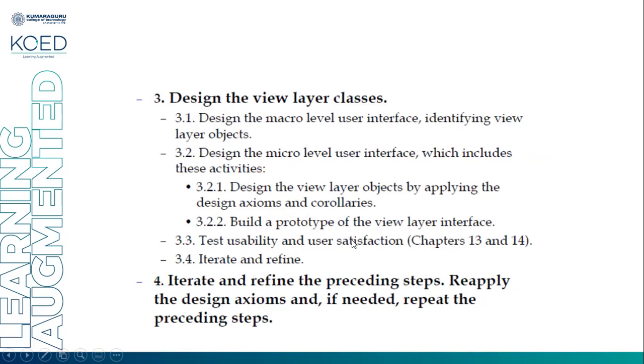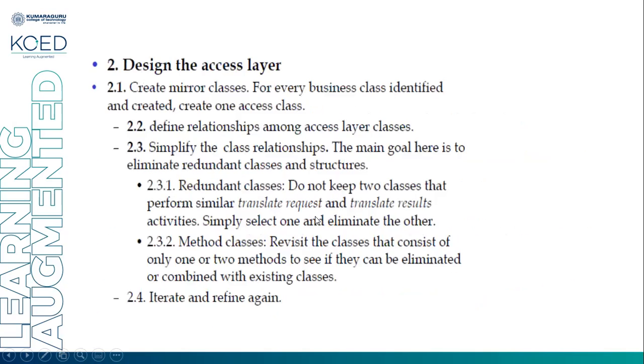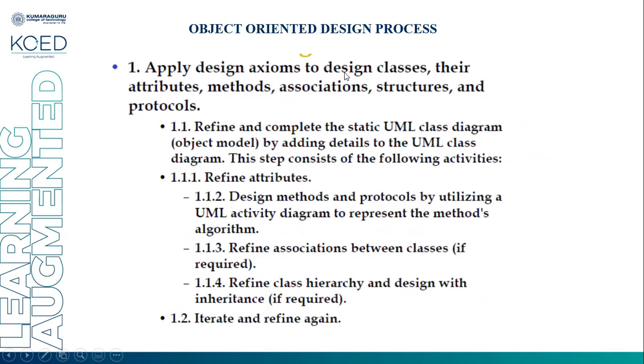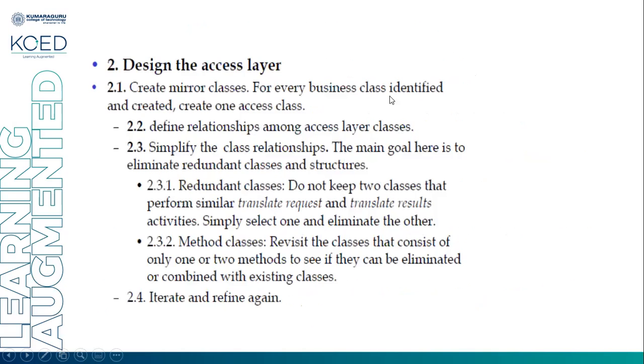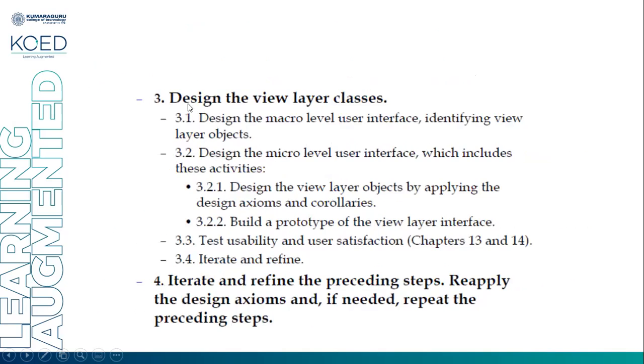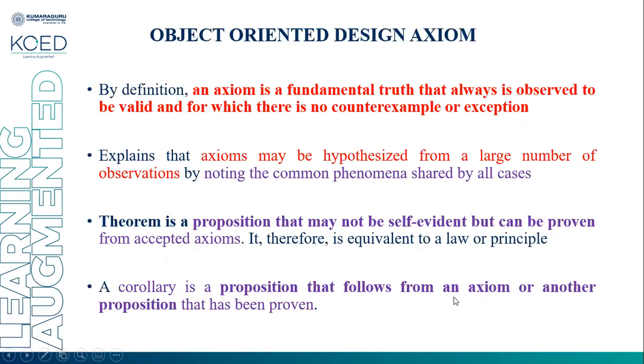By the test, you have to check to what extent the users are satisfied, and iterate and refine. So step 4 is to iterate and refine the preceding steps. What are the preceding steps? The first is to apply the design axioms to design the classes, their attributes, methods, associations, structures, and protocol. Second, design the access layer. Third, design the view layer. We have to iterate and refine the preceding steps, reapply the design axioms, and if needed, repeat the preceding steps.